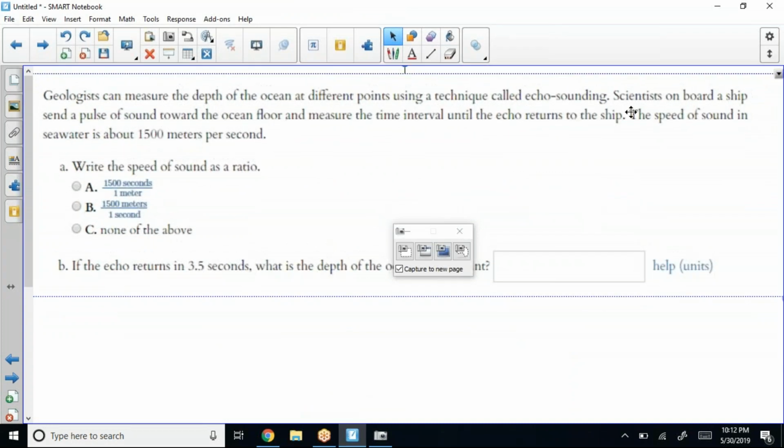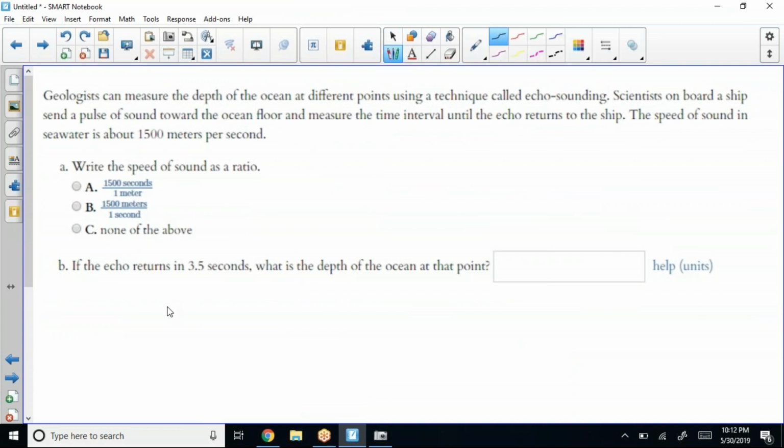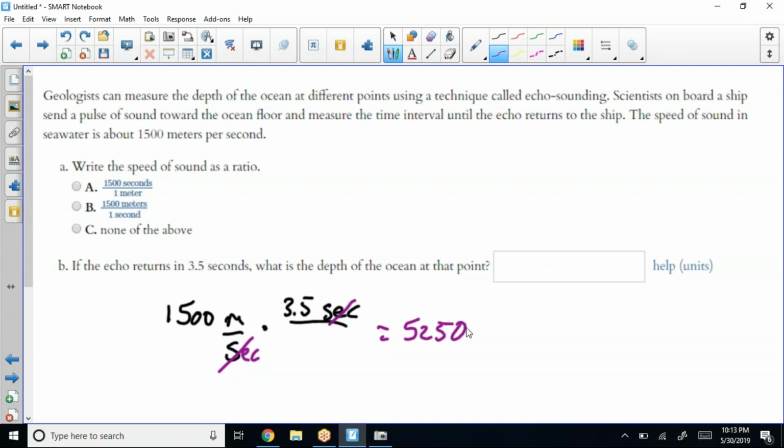All right, so it's 1,500 meters per second, right? That's your slope, correct? So slope is 1,500 meters per second. And they're saying if the echo returns in 3.5 seconds, what is the depth, right? So if we look at that, that's really what these cancel. That would be 1,500 times 3.5, right?